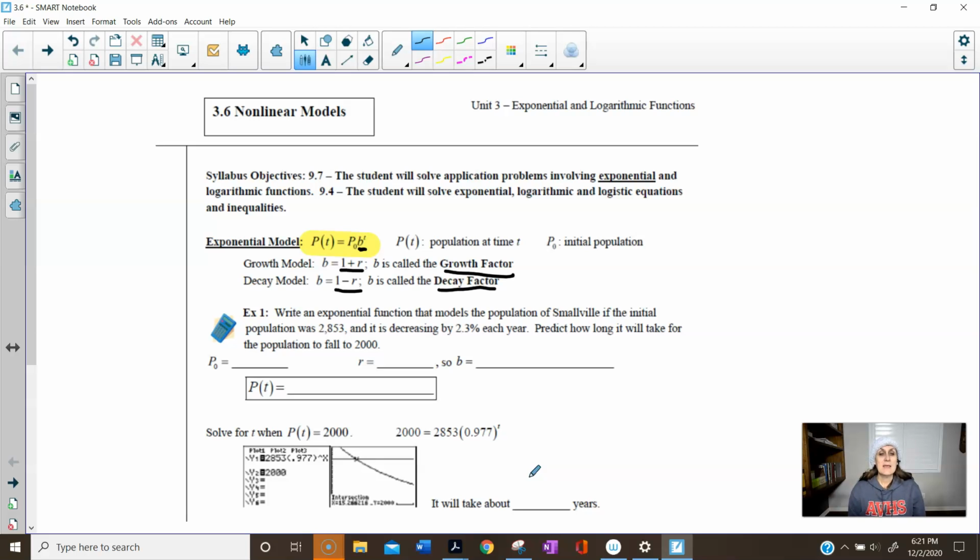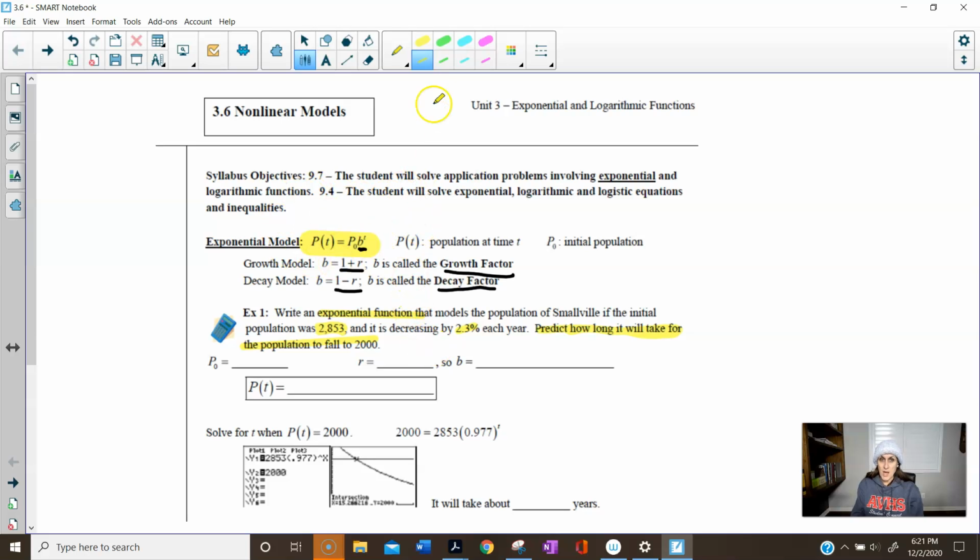So let's look at this. Example 1, write an exponential function that models the population of Smallville, be like Superman. If the initial population was 2,853 and it decreased by 2.3% each year, predict how long it will take for the population to fall to 2,000. So we're using an exponential function.